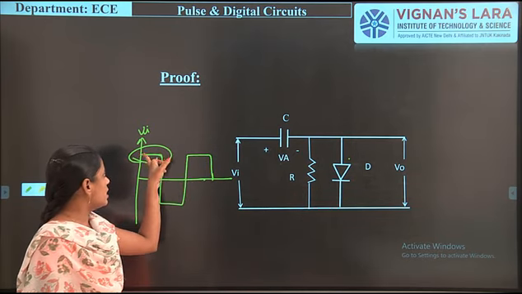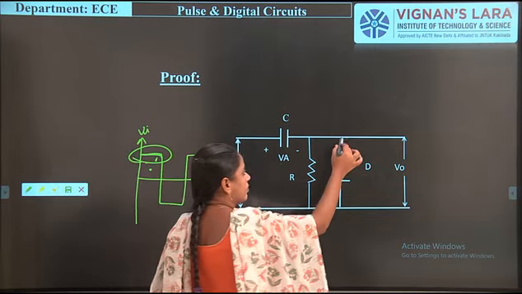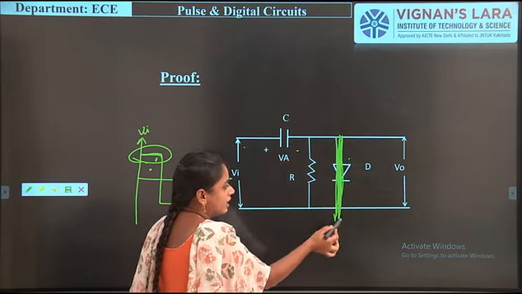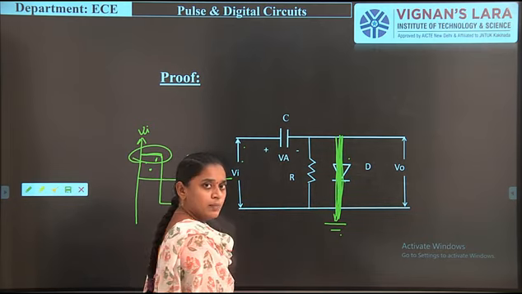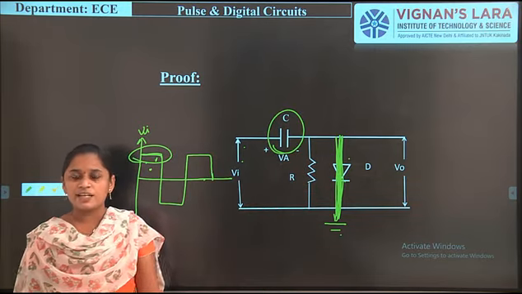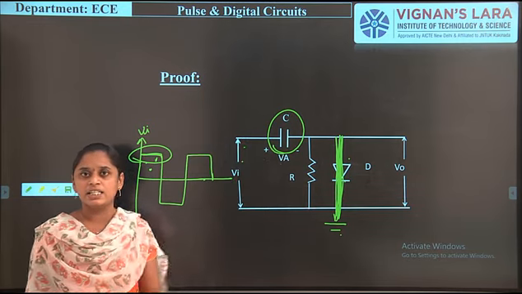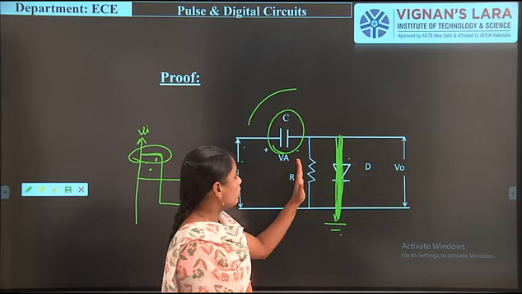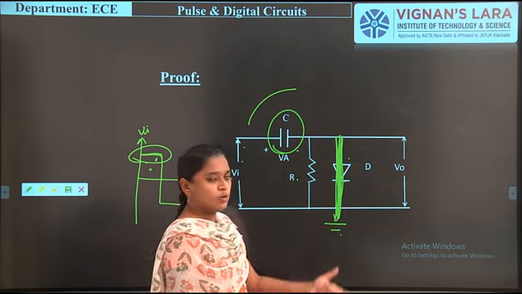When the positive signal is passing through the circuit, obviously the diode is in on condition. When the diode becomes on, it can be replaced with a short switch. Simply, the circuit will be like this. One terminal of the capacitor is connected to the input and the other terminal is connected to the ground. So what happens? The capacitor starts charging exponentially. We have to take the output across the resistor, since the diode is short circuited.